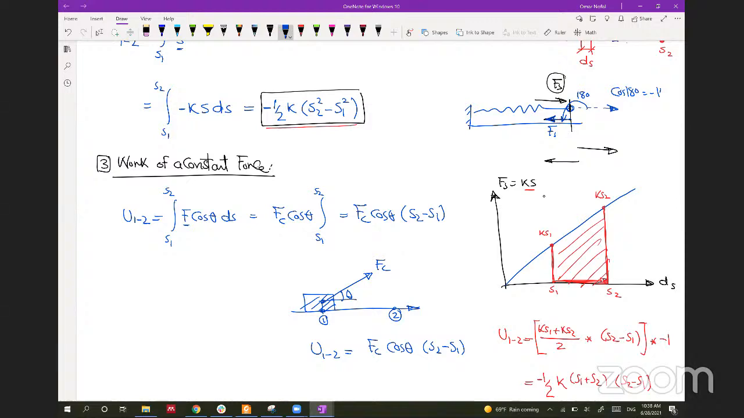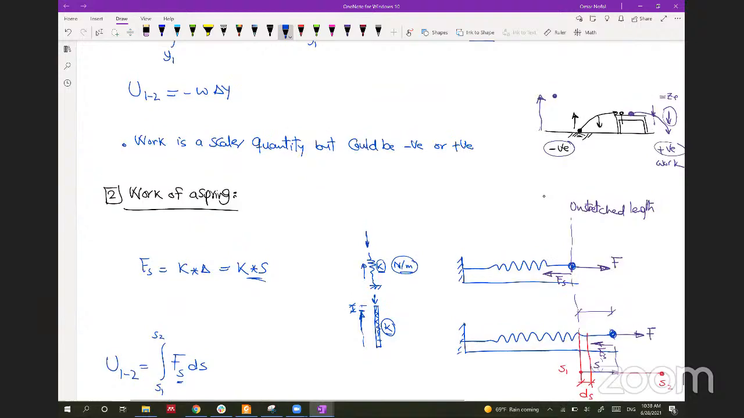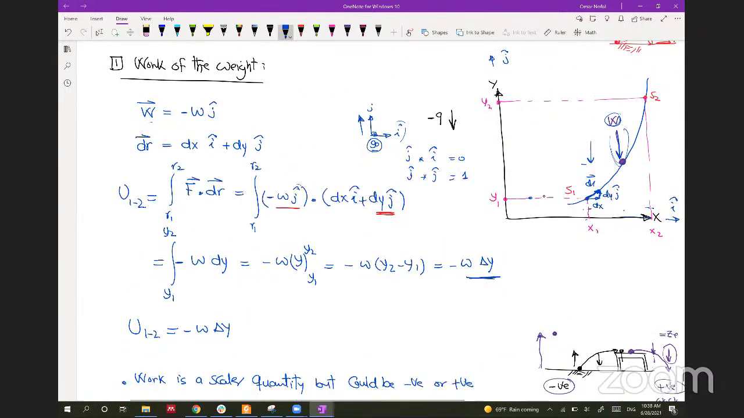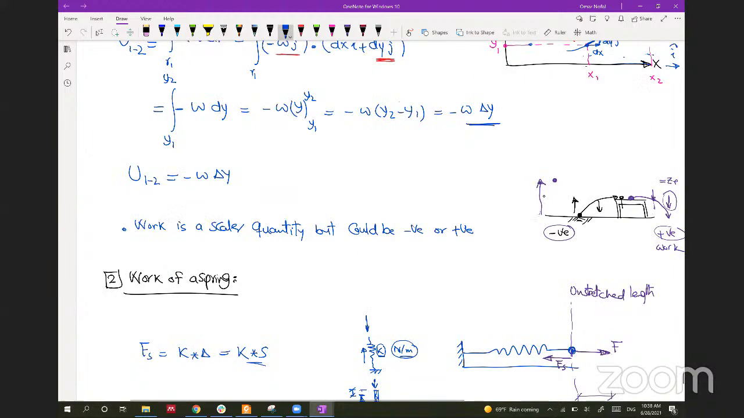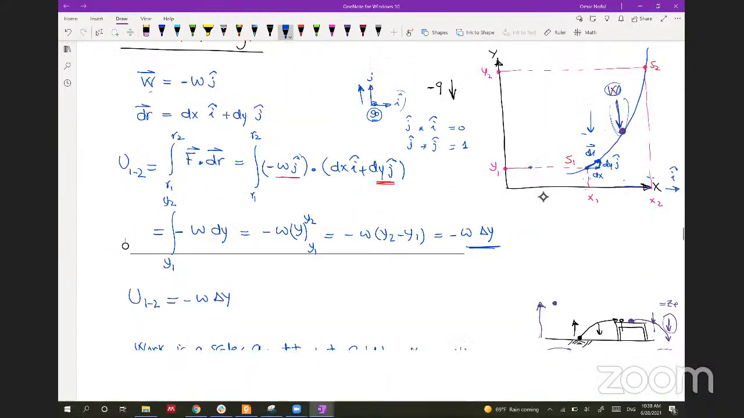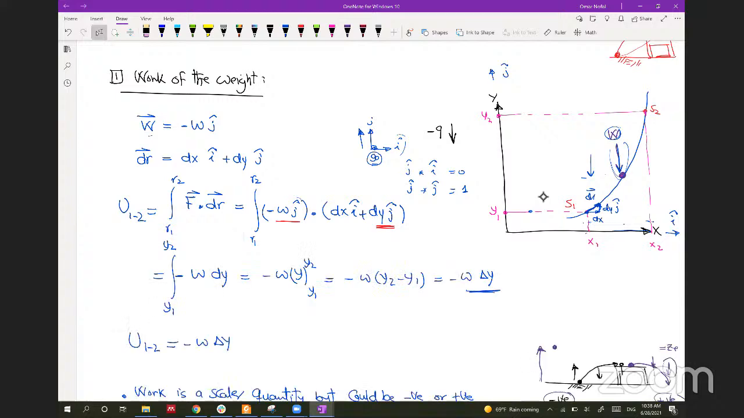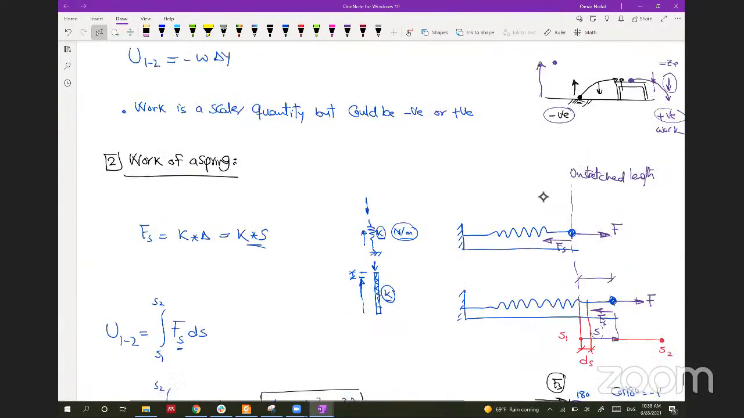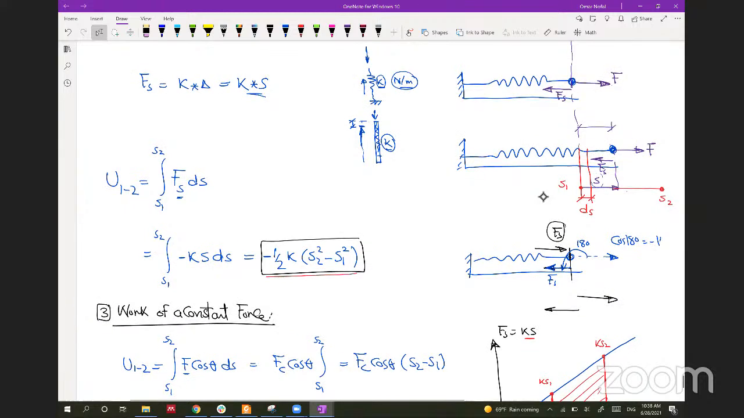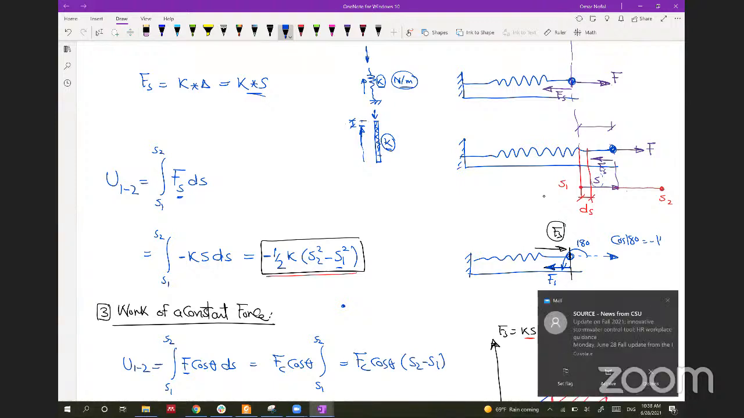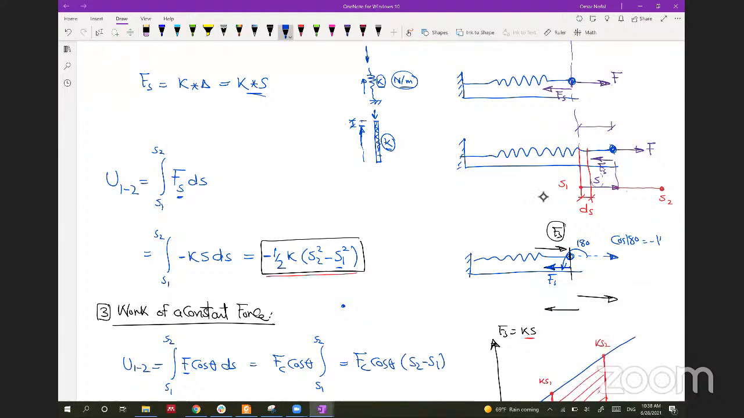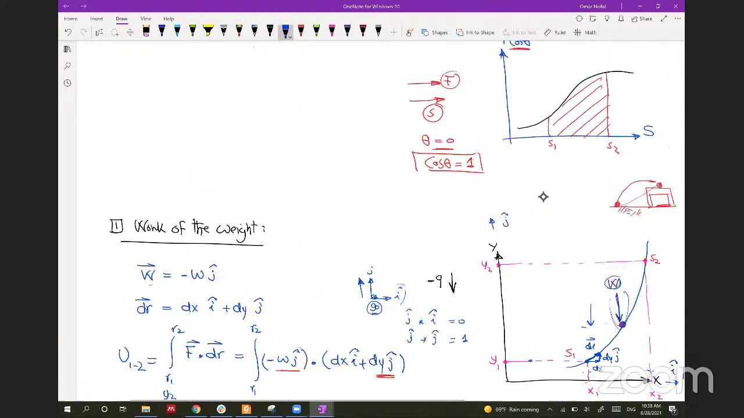The main thing is that you will have to know how to calculate the work exerted by a weight, which is always -W multiplied by delta Y, and the work exerted by a spring, which is always negative half K multiplied by (S2 squared minus S1 squared). These S's should be measured from the unstretched length, so you will have to find where the unstretched length is and measure S from there. Does anybody have any questions so far on this work concept?